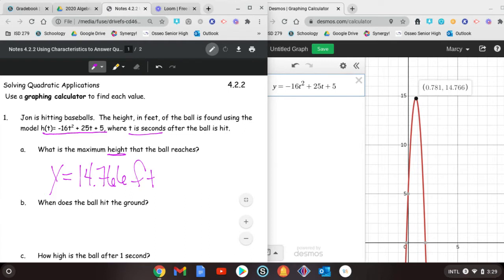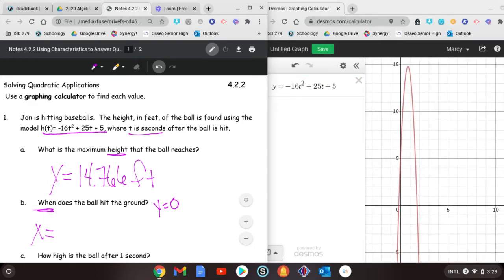When does the ball hit the ground? Here's the tricky part. I am always going to give you an x value or a y value, and you need to come up with the other one. When it asks you when, you're trying to find an x value. That means I am giving you a y value, a height. What height would the ball be when it hits the ground? The ball would be 0 feet.